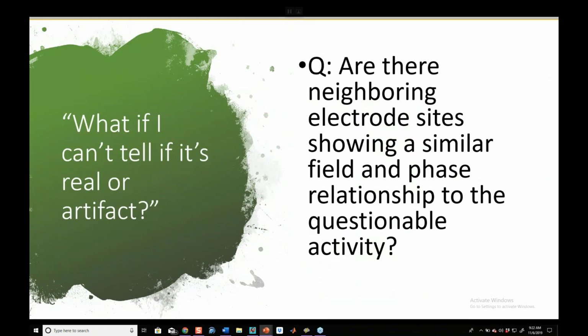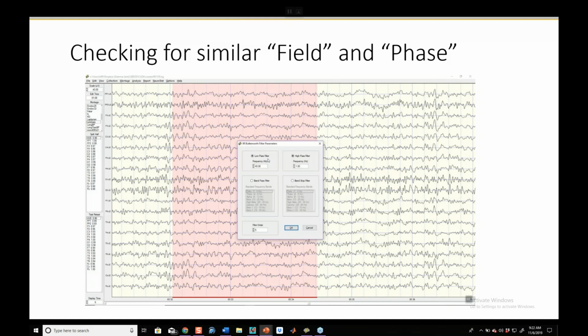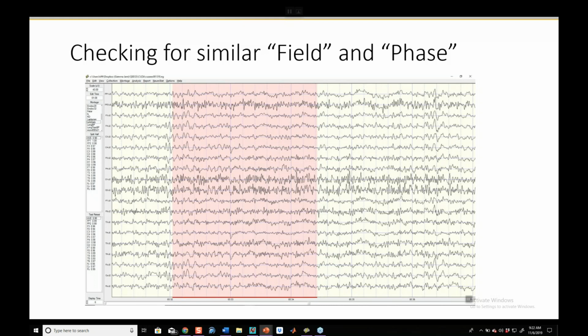So what if I can't tell if it's real or fake? Here's another trick. You ask, do the neighboring electrodes have the same field in the same phase? That is to say, do they look the same? So here's a quick example of checking for field and phase. What I'm going to do here is first line of defense. I'm going to say, okay, is it real, is it fake? Let's drop that low pass filter and see what happens to O1 and O2. Oh, questionable. Maybe it's real, maybe it's fake.